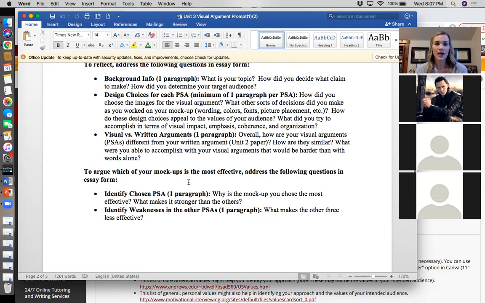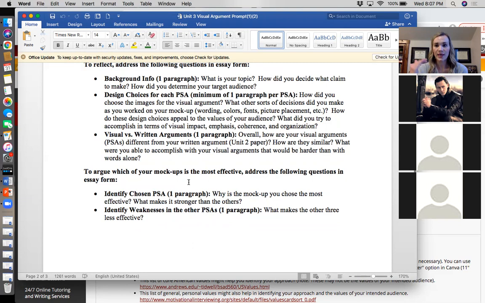And then what did you try to accomplish in terms of visual impact, emphasis, coherence, organization, right? Like this is talking about placement of everything, right? Did you put the image in the center and then put the wording at the bottom so that they see the image first and then they bring their eyes down to the wording, right? Why did you do the placements that you made? Okay, things like that. So that'll probably be about 1 paragraph per PSA.